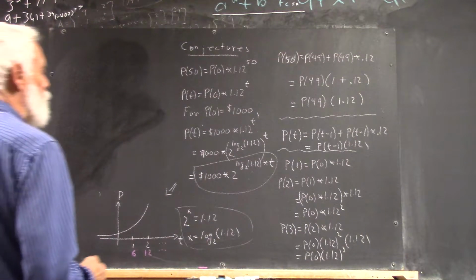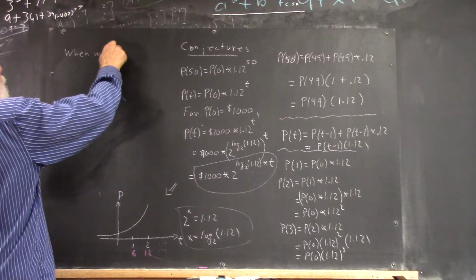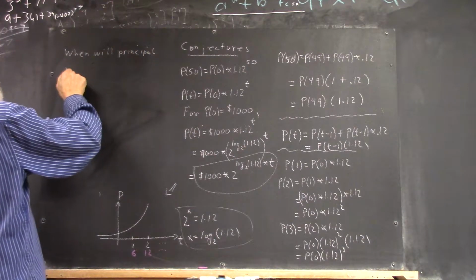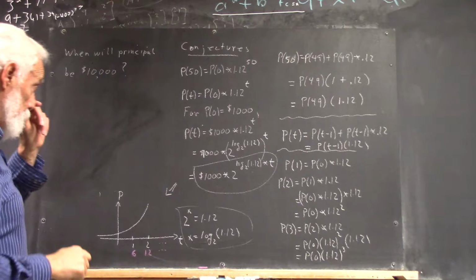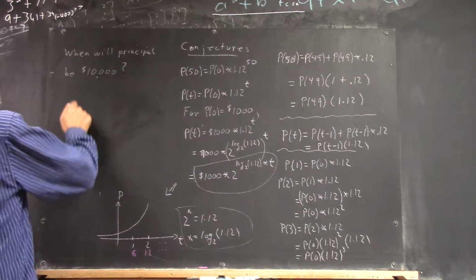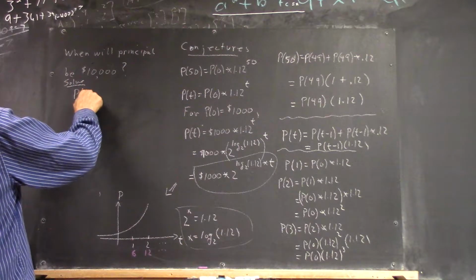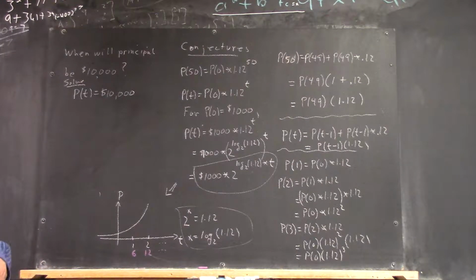Okay, so the question is, when will the principal be, another nice round number, $10,000? Well, it's really easy to solve that. You solve the equation P of t equals $10,000. If we know the solution to this equation, then we know at what time you're going to have $10,000.